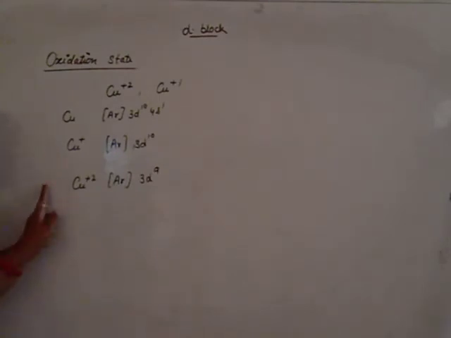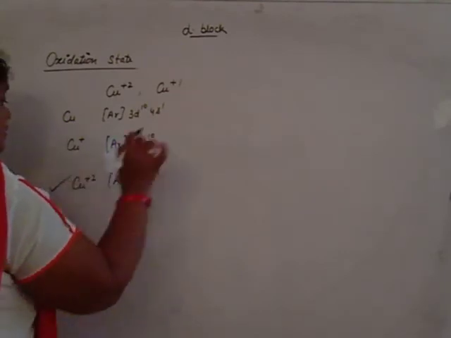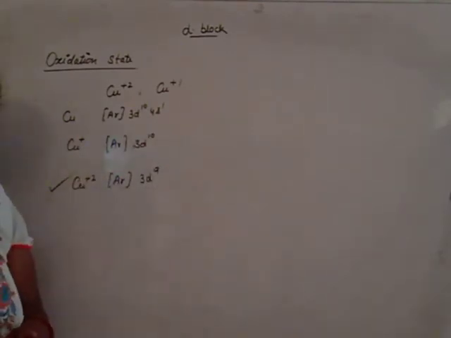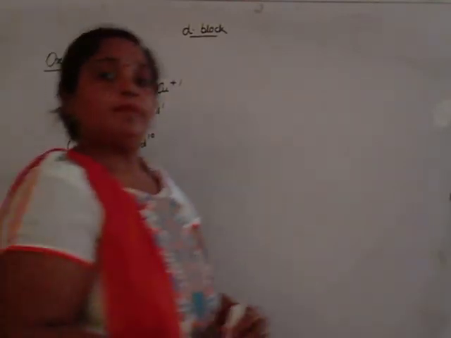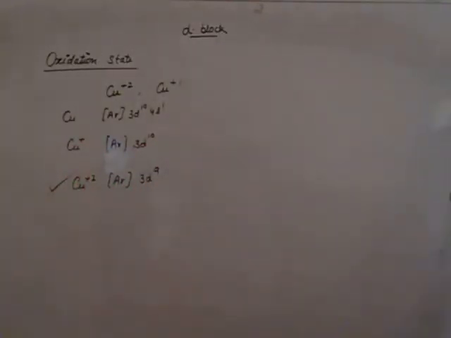Out of +1 and +2, which one is the more stable oxidation state? Answer: copper +2 is the more stable oxidation state. Why? What is the reason for that? Yes, you might think that with the full d orbital, copper +1 is more stable as compared to copper +2. Why does this happen, beta?